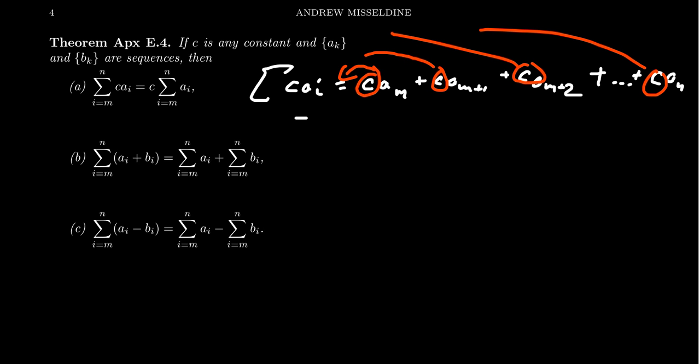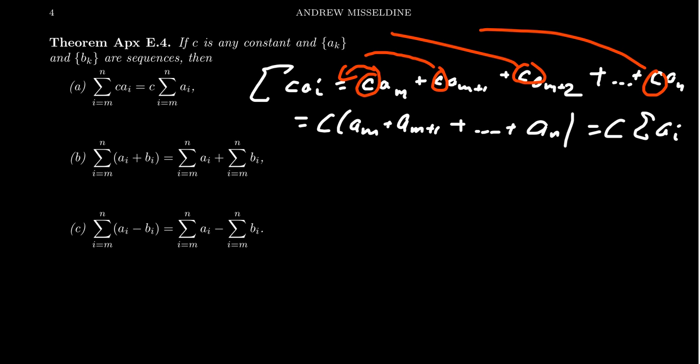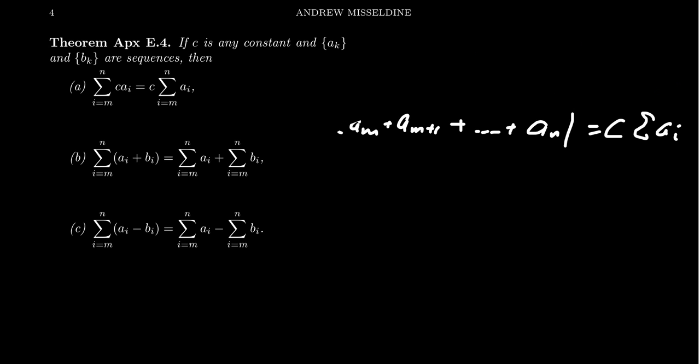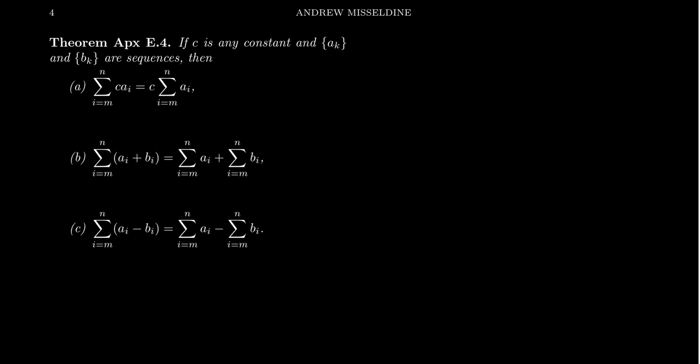And so when you factor this out, you'll get c times a_m plus a_(m+1), and this will proceed all the way down to a_n. Recognizing that this sum, the a_m plus a_(m+1) and so on, is just our original sigma, we get c times the sum of a_i, like so. And so this idea of factoring a constant out of the sum is really just the distributive property. It really is just factoring right here. So feel free to use that justification when you work with these types of calculations.